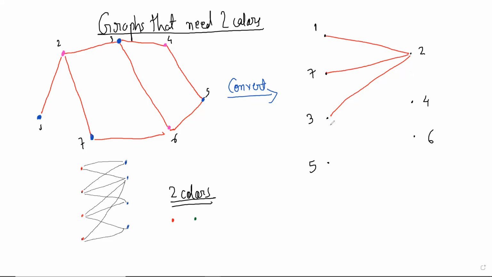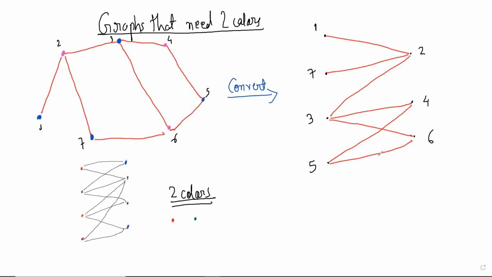Then you take 3. What should you join with 3? You join it with 4. Join it with 6. Right? Then 4 needs to join with 5. And is there anything else to do? No. This is it. Oh, I have not joined 5 and 6. Sorry, yeah, 5 and 6 have to be joined.